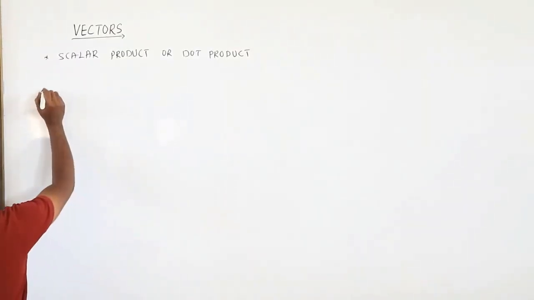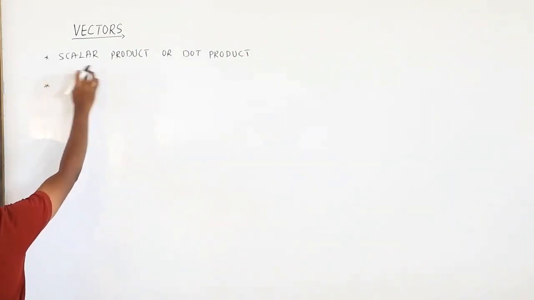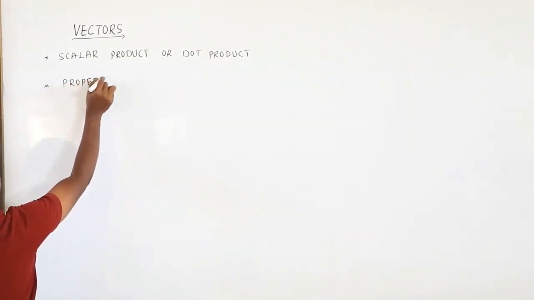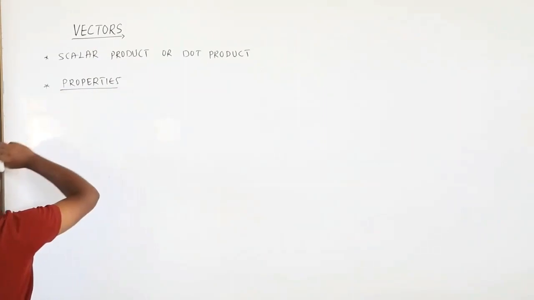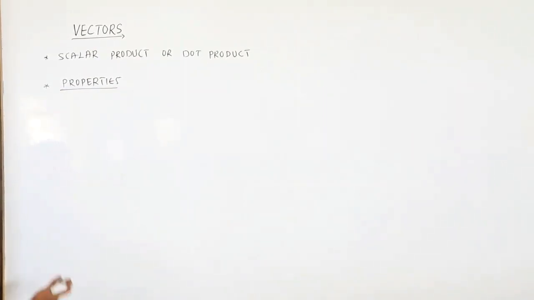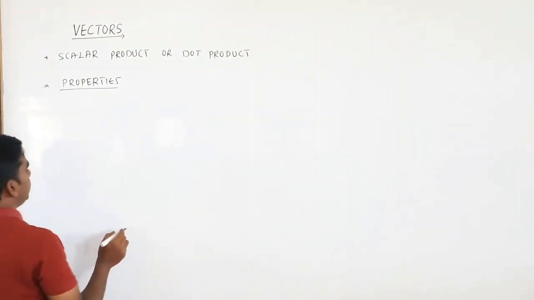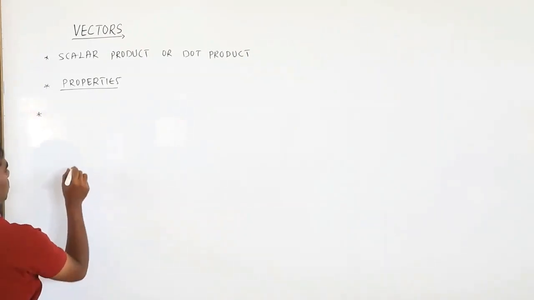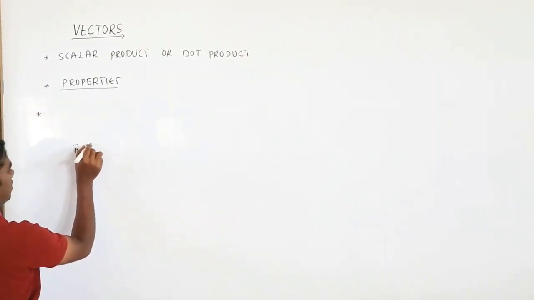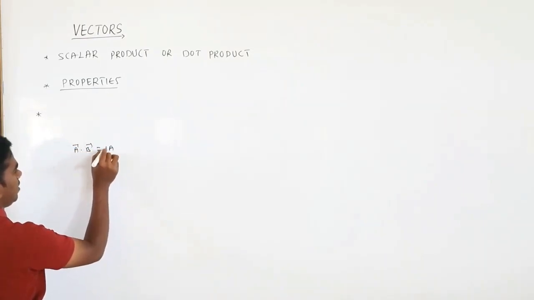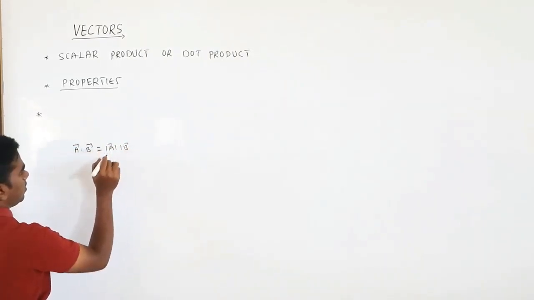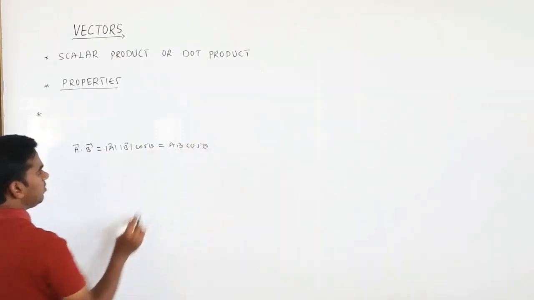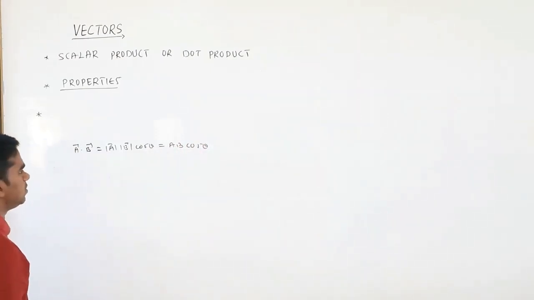So next, very important for your competitive exam, that is properties of dot product or scalar product. Okay, let me write properties of dot product or scalar product. So first property. Before writing that first property, what is vector A dot B? Vector A dot B is magnitude of A, magnitude of B, cos theta. Simply I can write AB cos theta, because magnitude of A is equal to A, magnitude of B is equal to B.